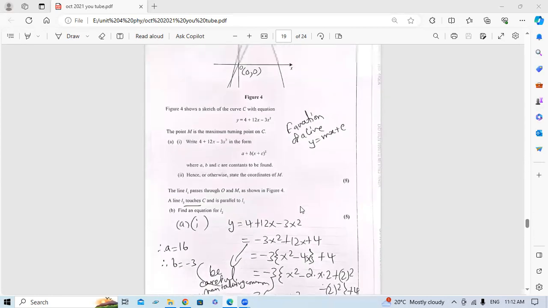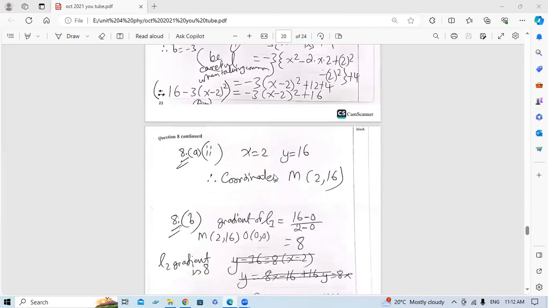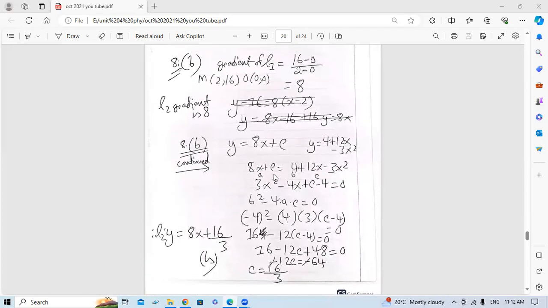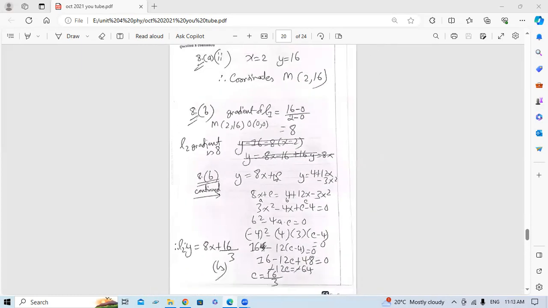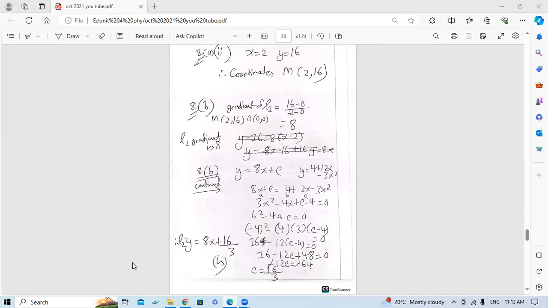In question number 8B, it has been asked that the line L1 passes through O and M shown in figure 4. A line L2 touches C and is parallel to L1. Find an equation for L2. In question number 8B, you can take the gradient of L1 as y2 minus y1 divided by x2 minus x1, which is 16 minus 0 over 2 minus 0. And the gradient of L1 will be 8.